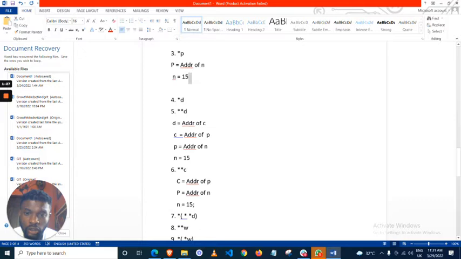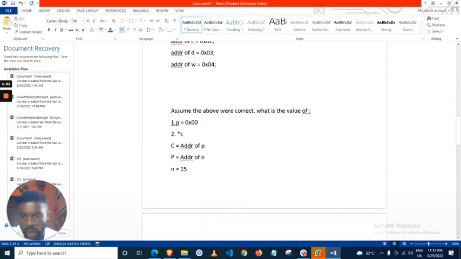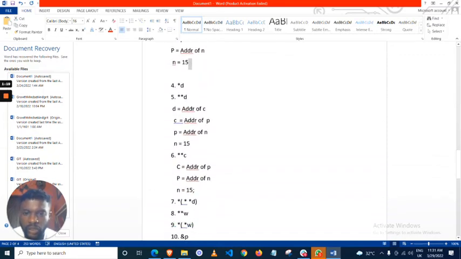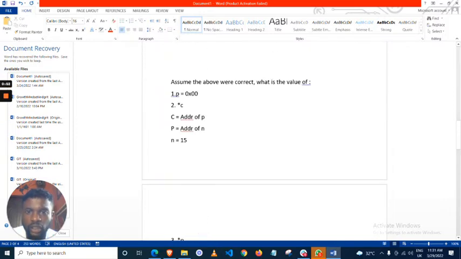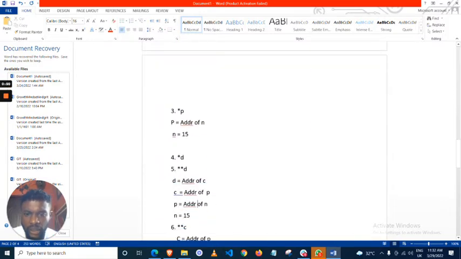Now let's go to number 5. You ask the same question, leave the asterisk, just ask yourself, what is D? D is the address of C. What is C? C is the address of P. What is P? P is the address of N. What is N? N is 15. Because you have 2 asterisks to D, you're moving 2 steps downwards, from D to C, and from C to P. So asterisk D is the address of N. And what is the address of N? You go over to this place to find the address of N, and that is your answer.